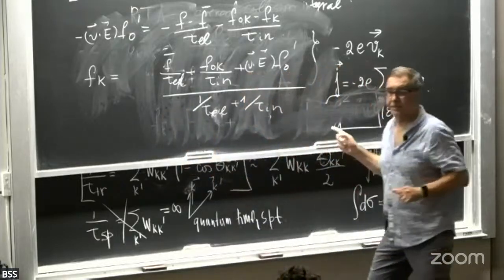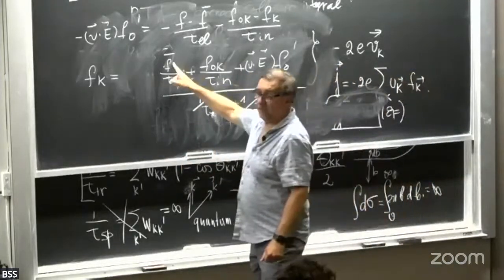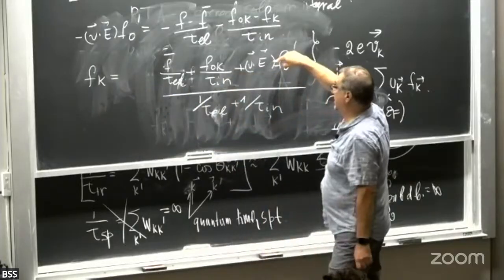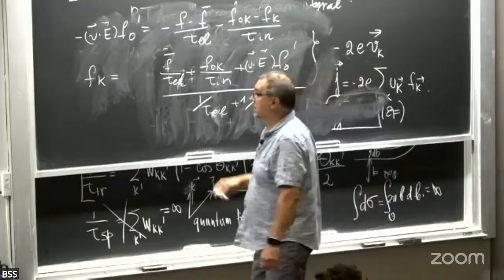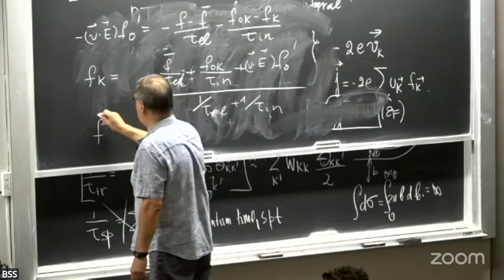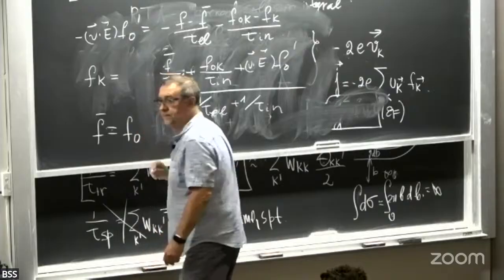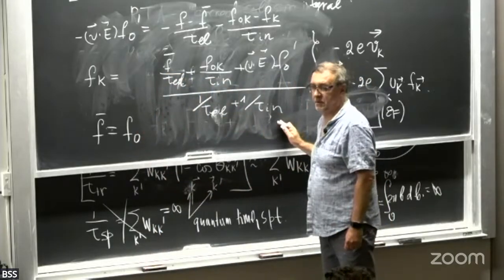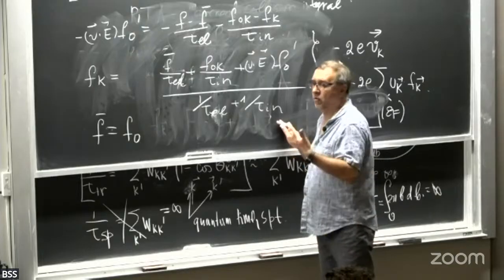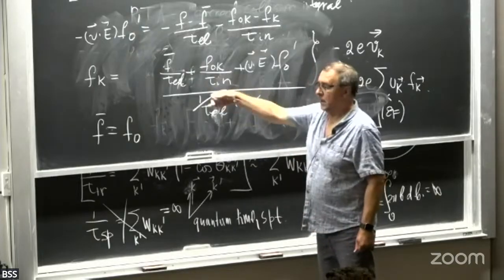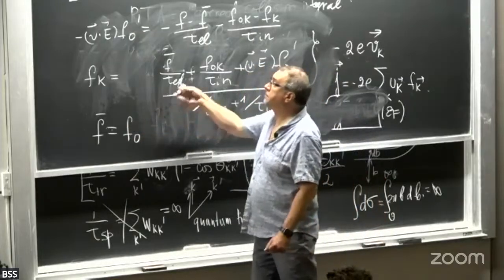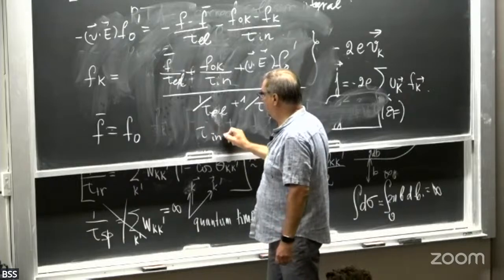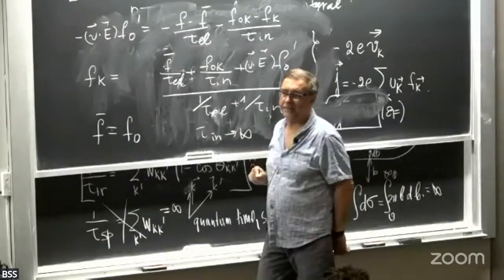Solved, right? Okay, so now in order to get f bar, I need to average. When I average, the fourth term drops out. Then you can check in one second that f bar is equal to f naught. And then the sum of the rates gives you the total conductivity. After that, I can take tau inelastic to infinity and claim victory.